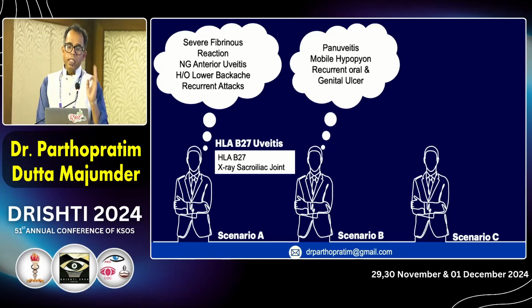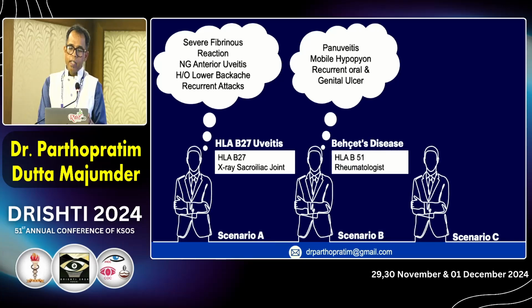Now assume the second condition: the second patient has a panuveitis with a mobile hypopyon, and also gives a history of recurrent oral and genital ulcers. Then in that patient, there is no need to order HLA-B27. Here we'll directly order HLA-B51 and send the patient to a rheumatologist because we are suspecting Behçet disease.